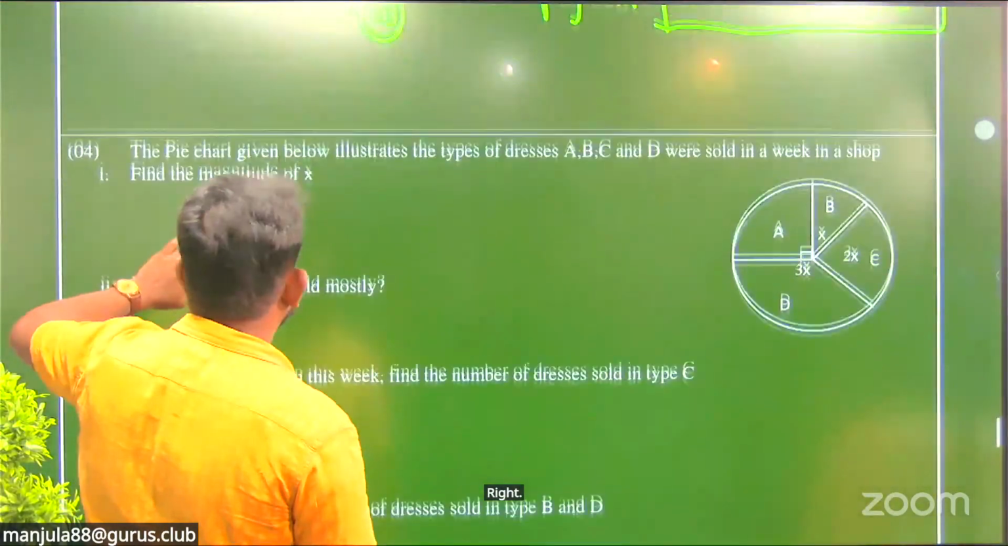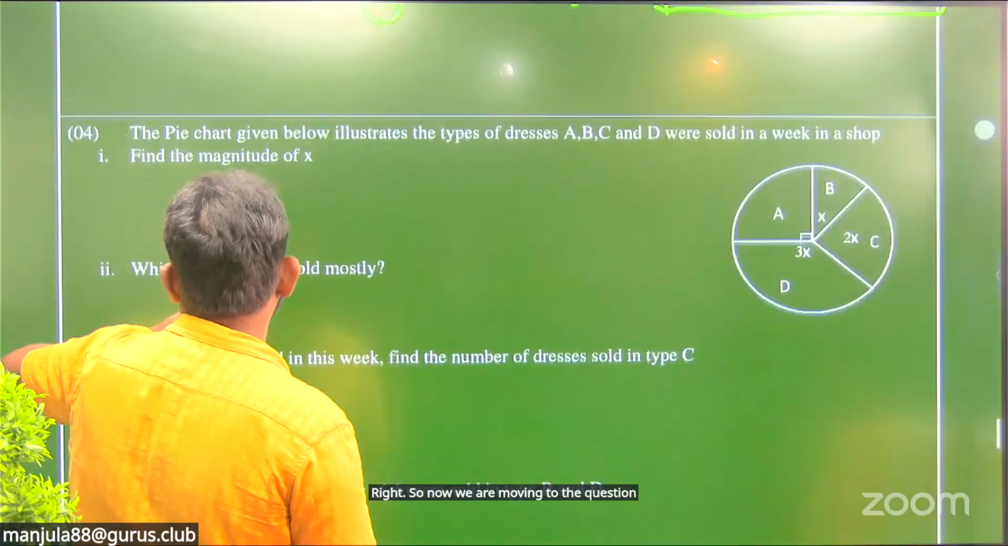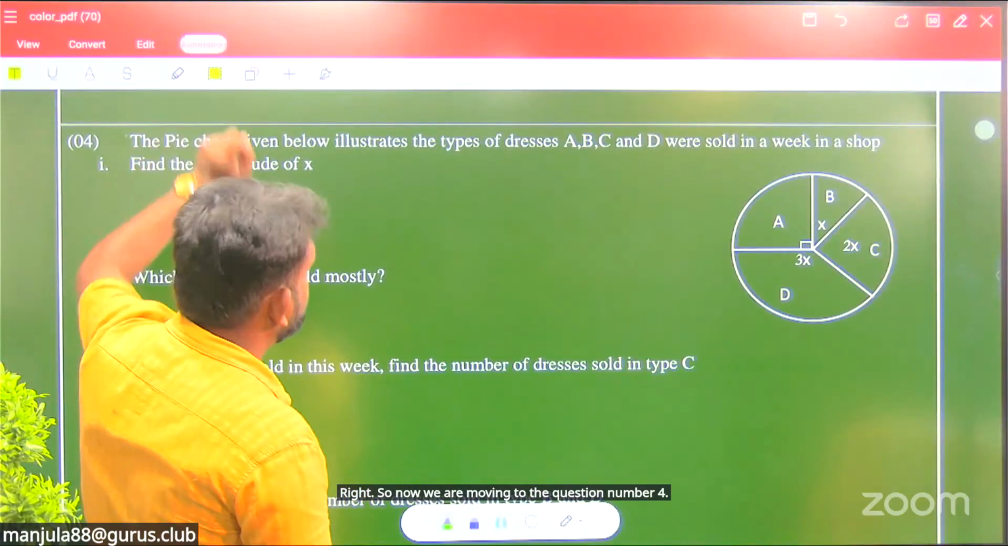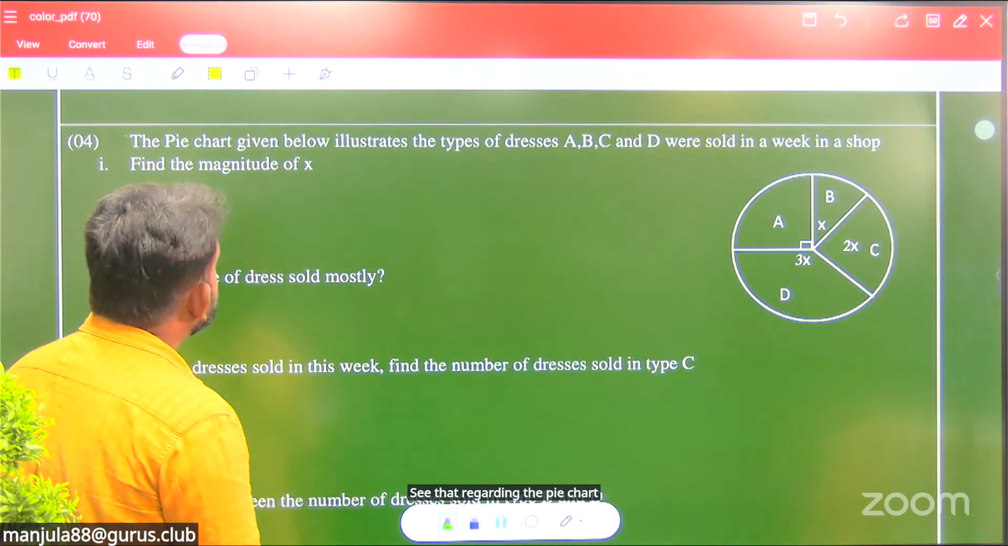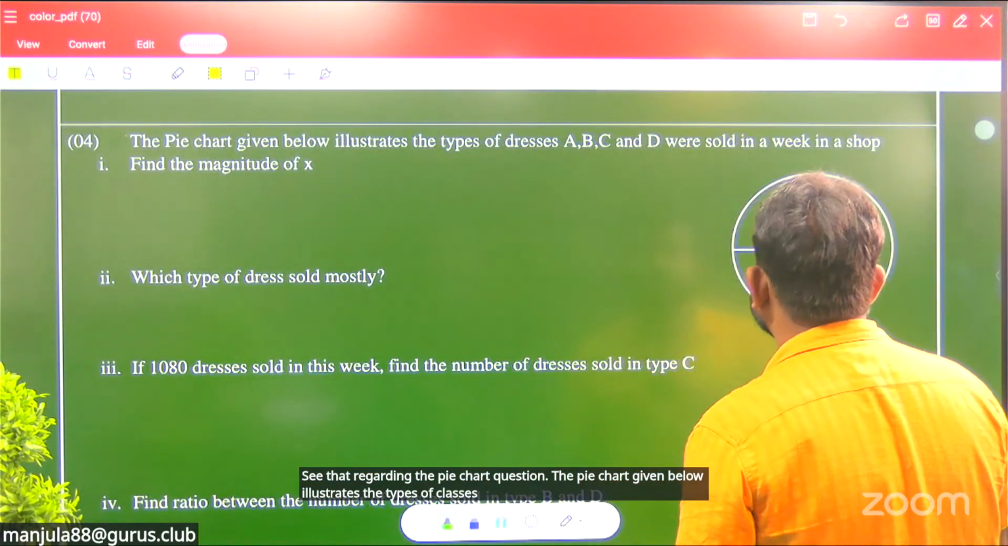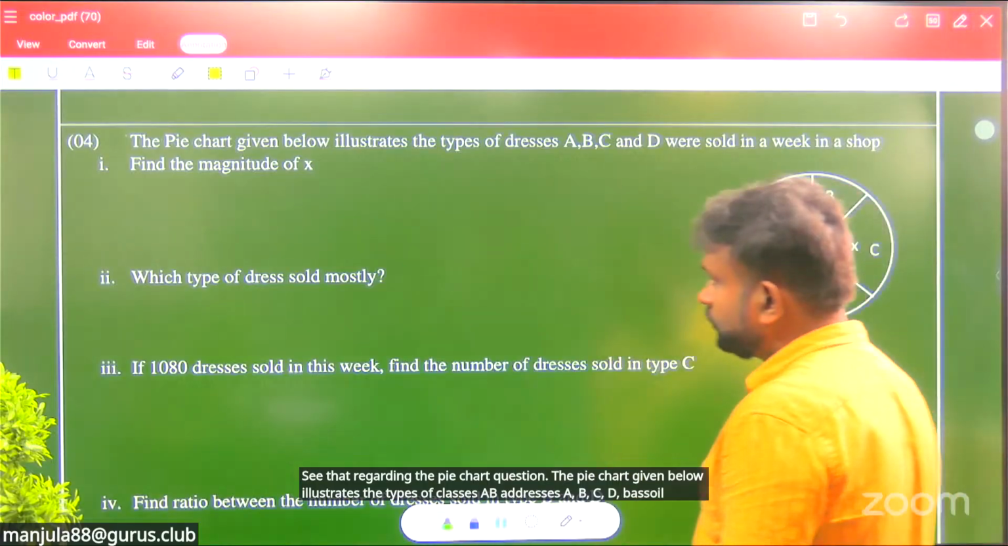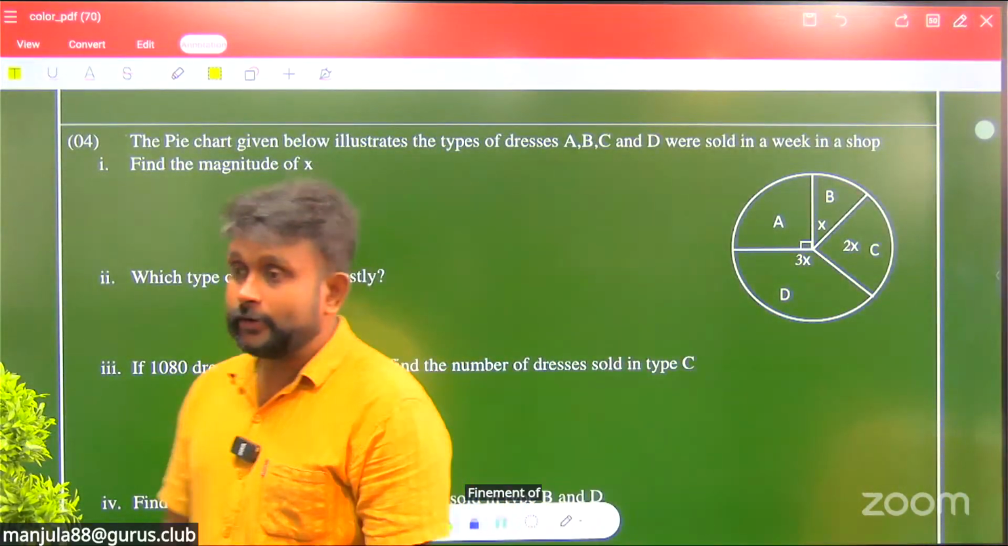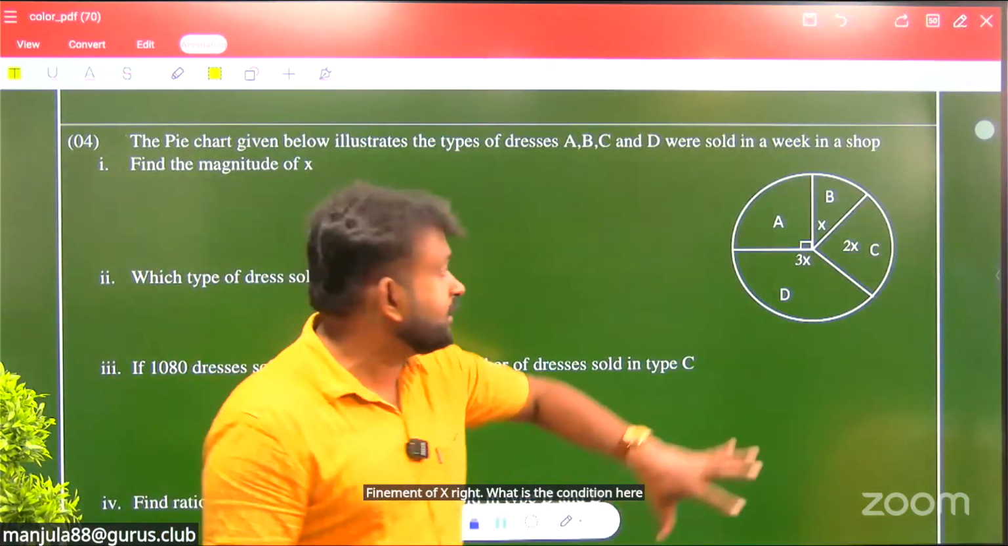So now we are moving to question number 4, the pie chart question. The pie chart given below illustrates the types of dresses A, B, C, D sold in a week in a shop. Find the magnitude of x, right? What is the condition here? This is a pie chart.